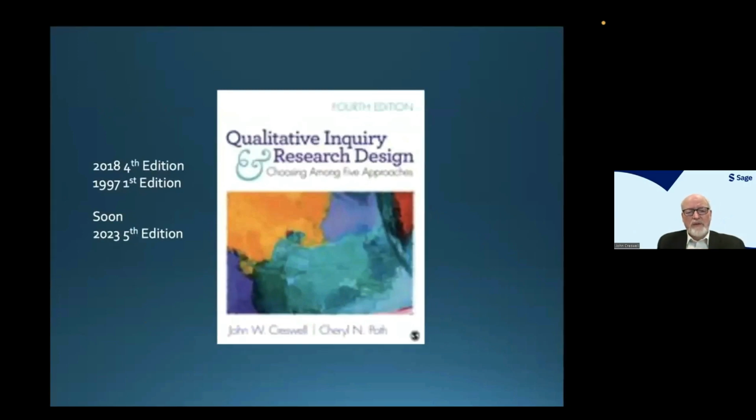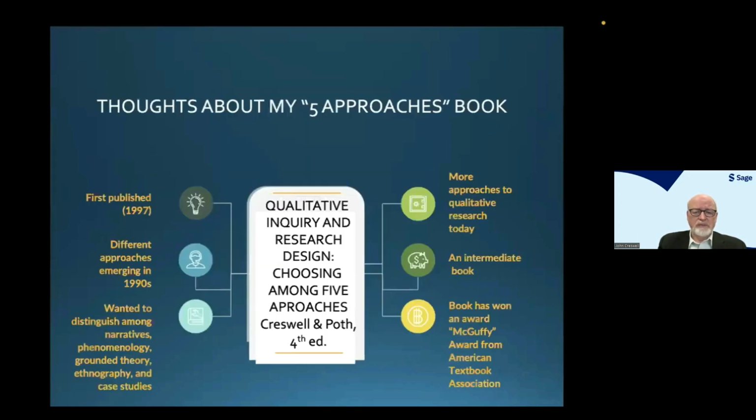Well, soon after that, by 1997, I wrote the first edition of this book, Qualitative Inquiry and Research Design. It's currently in its fourth edition, but we're rapidly finishing the fifth edition. I've added the co-author Cheryl Poth to this book, and she's out of the University of Alberta and a very good qualitative researcher.